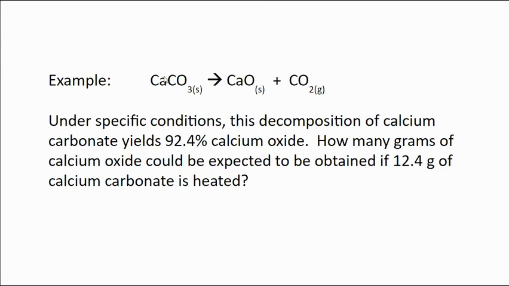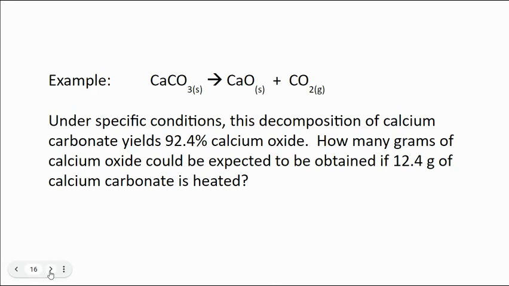So let's use this one. This is calcium carbonate. This is like limestone or marble. And this will decompose into calcium oxide and carbon dioxide gas. Now, under a specific temperature and pressure, this reaction has been known to yield about 92.4%. That's the percent yield that we can expect over many, many rounds of examining this. How many grams of calcium oxide could be expected then if you start with 12.4 grams of calcium carbonate?